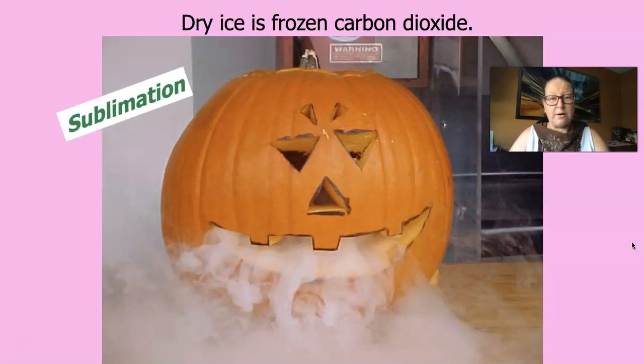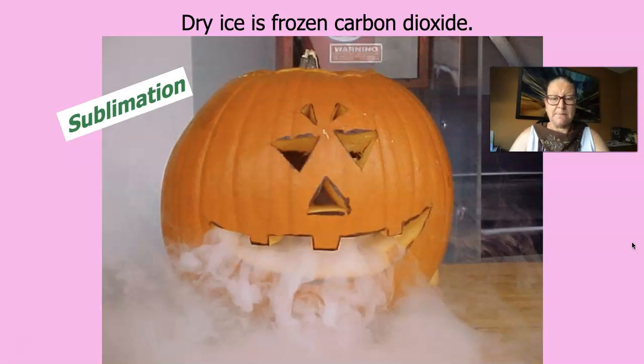Now this is not water, but this is carbon dioxide, or dry ice. And inside the pumpkin is a chunk of frozen carbon dioxide that was kept under some sort of condition so that it was nice and cold. Once it experiences room temperature, it sublimates directly into a gas.